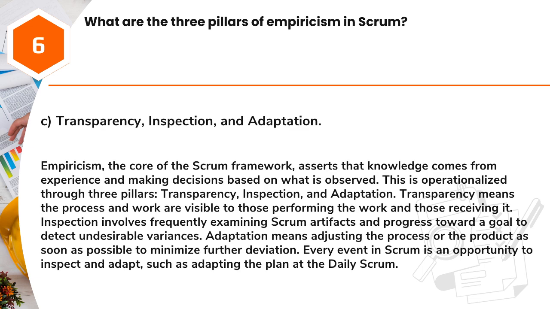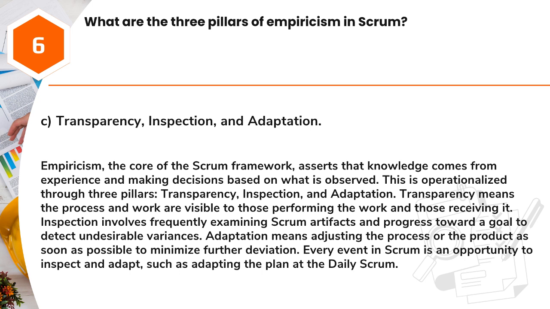Answer. C. Transparency, inspection, and adaptation. Empiricism, the core of the Scrum framework, asserts that knowledge comes from experience and making decisions based on what is observed. This is operationalized through 3 pillars: transparency, inspection, and adaptation.